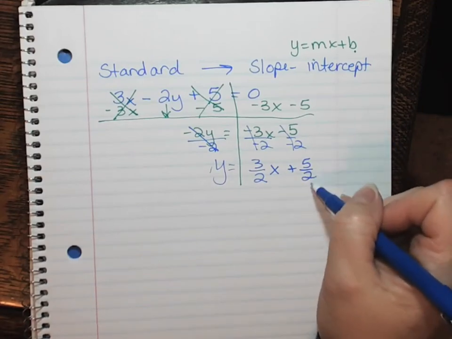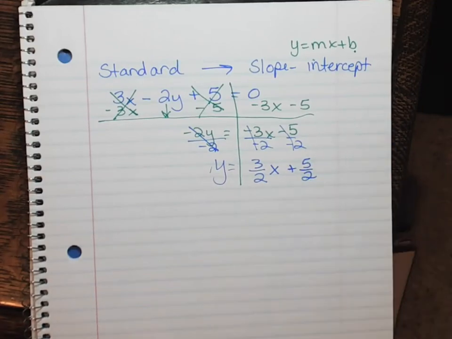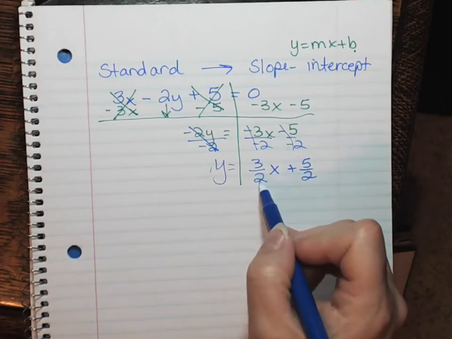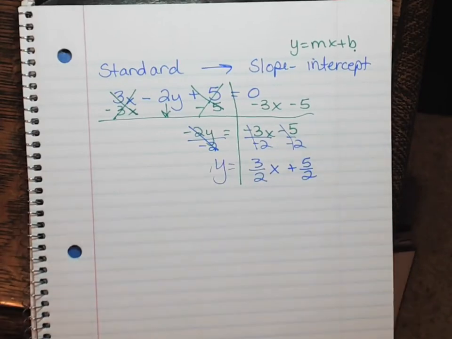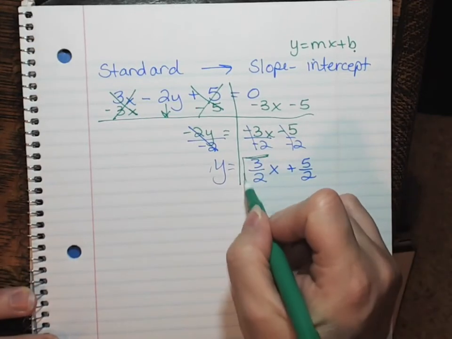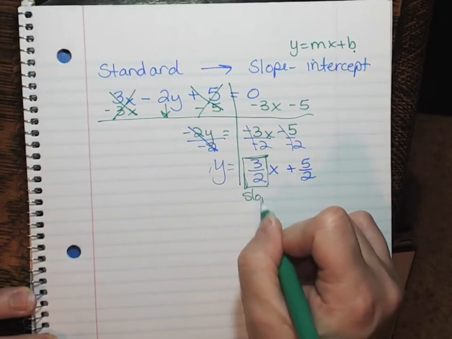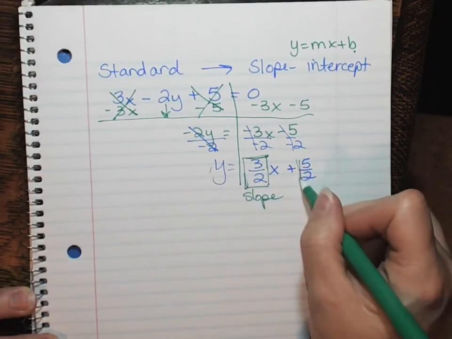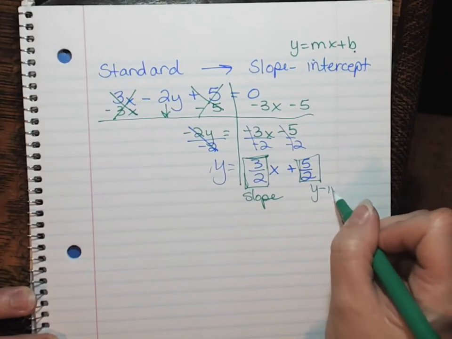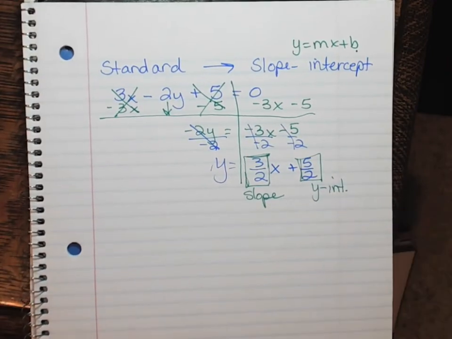So in order to graph that, it might be easier to turn it into a decimal, but you would want to leave your slope as 3 over 2 as a fraction so that the rise over run is pretty obvious. Okay, so this is my slope, and this is my y-intercept. Okay, let's look at another one.